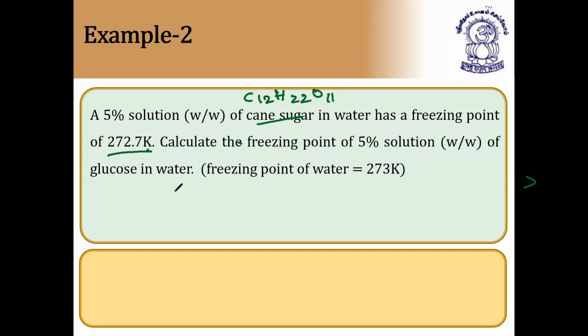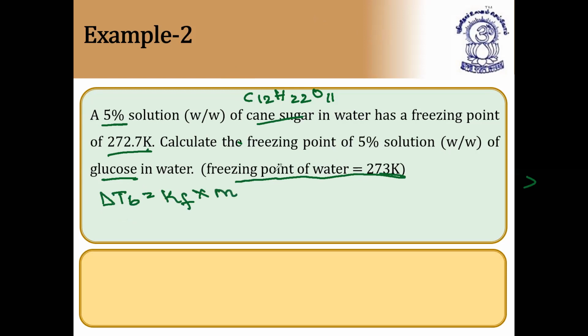So by comparing this, they are asking for a 5% solution weight by weight. Whenever they give weight by weight concentration, we can easily find molality. And the freezing point of water is given, but they have not given Kf. So from the first solution we can find out Kf of water. It is a very typical problem and easy also once you know the logic. So ΔTf is equal to Kf into m, where m is called molality.